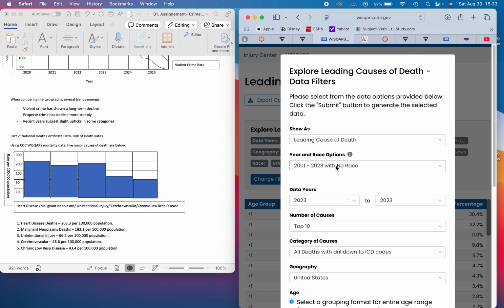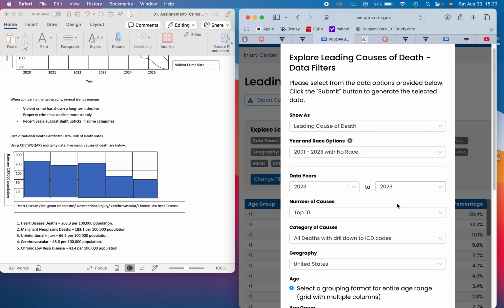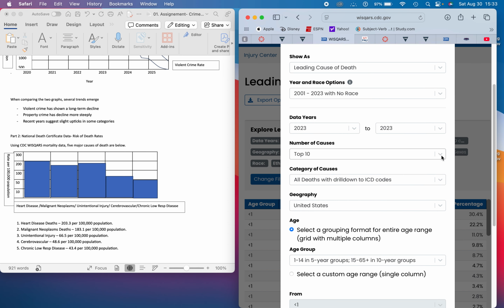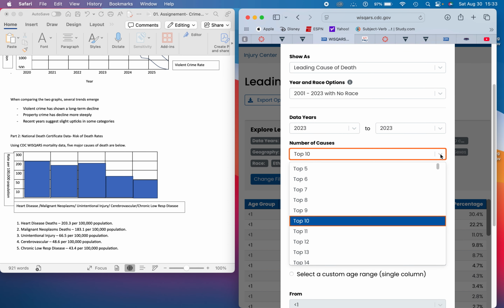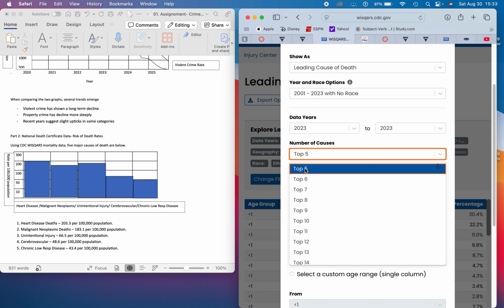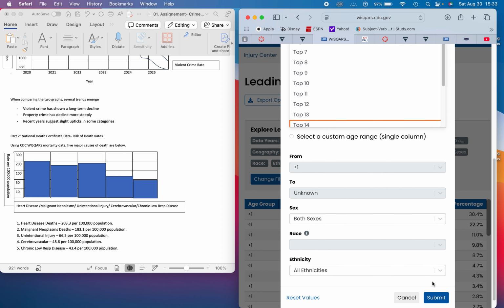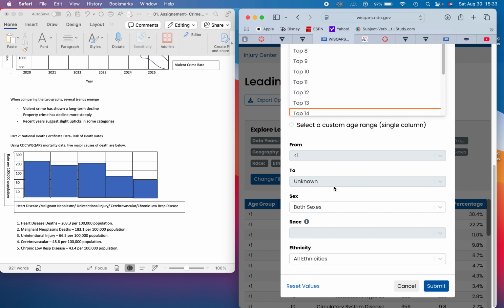I put no race, so everybody is included. Leading cause of death, 2023. That's the year I use. And I can change it to top 5 because I'm looking for the top 5. So go ahead and change it to top 5. And from the moment of birth to the oldest alive. I choose both sexes and all races, like I said, and I'm going to submit.